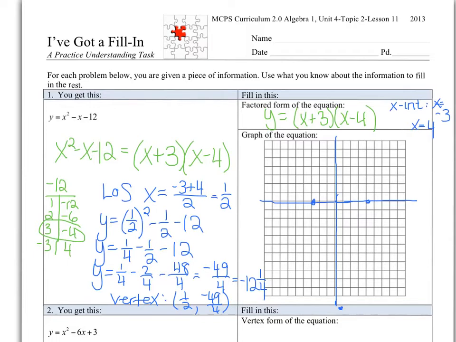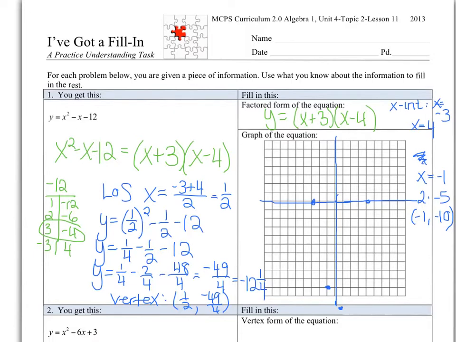You could also plot some extra points because you want to make a good graph. So you could put in, for instance, negative 1. Negative 1, I'm going to look at this equation right up here. Negative 1 plus 3, sorry, this is when x equals negative 1. Negative 1 plus 3 is 2. Negative 1 minus 4 is negative 5. So negative 1 is going to be negative 10. 1, 2, 3, 4, 5, 6, 7, 8, 9. That's right here.